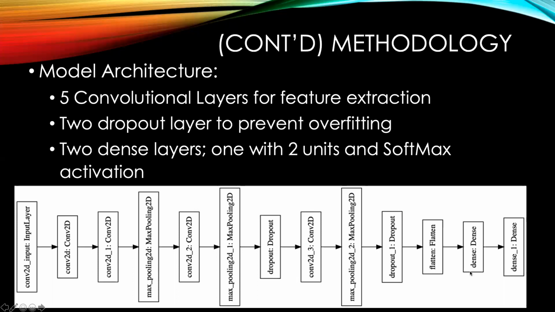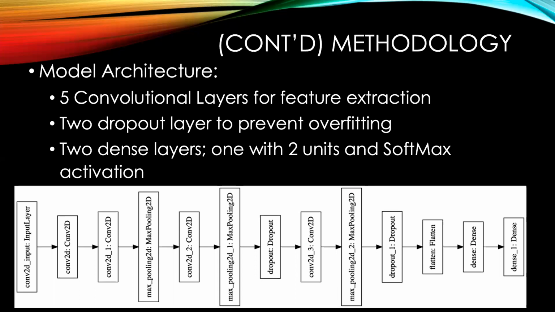And then I have 2 dense layers. The last dense layer has 2 units and a softmax activation because I'm going to do a binary classification. So my final output is representative of what I expect: 0 or 1.